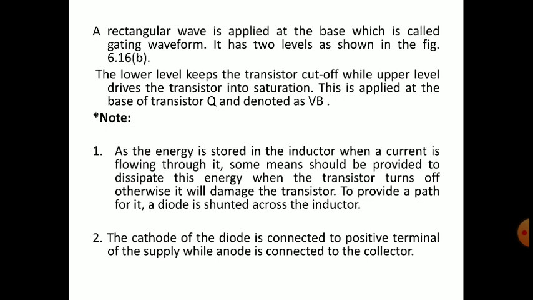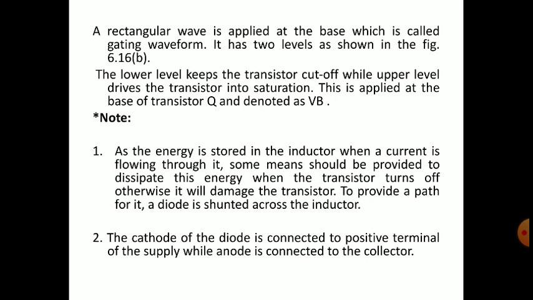This is applied at the base of the transistor Q and it is denoted as PB. As the energy is stored in the inductor, that is when the transistor is in saturation, at the higher level, you can consider it as an on stage, and whatever energy we have applied will be stored in the inductor.